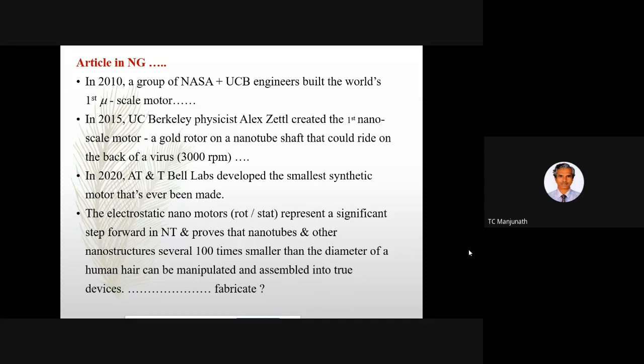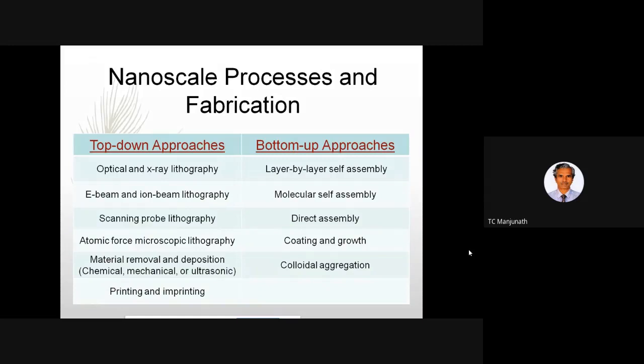How do you fabricate a particular nano robot or a nano device, right? There are various methods and techniques. Those two techniques are called the top down approach and the bottom up approach. These are the approaches used in nanoscale processes and fabrication techniques. In the top down process, you go for what is called lithography. Lithography is one of the famous processes used during etching techniques for manufacturing a device or a product at the nano level.